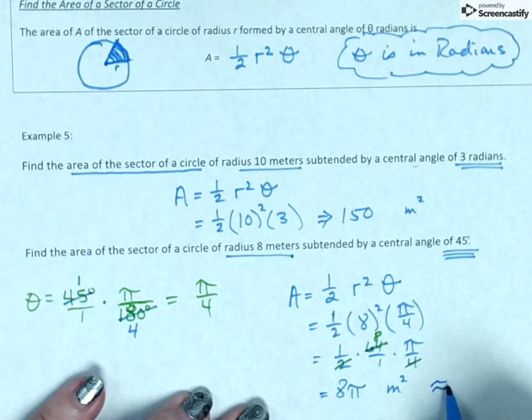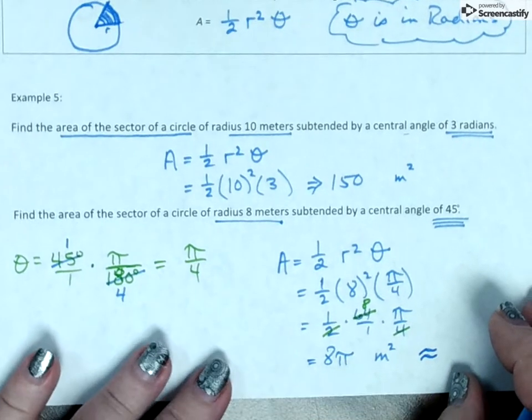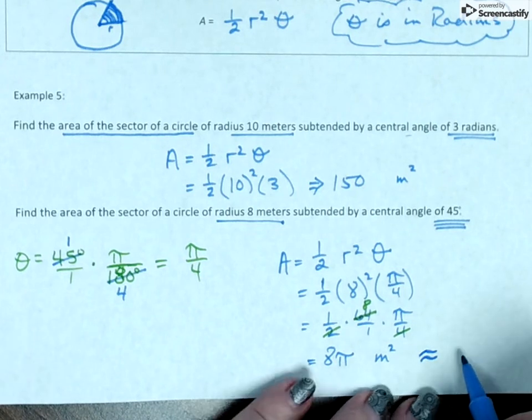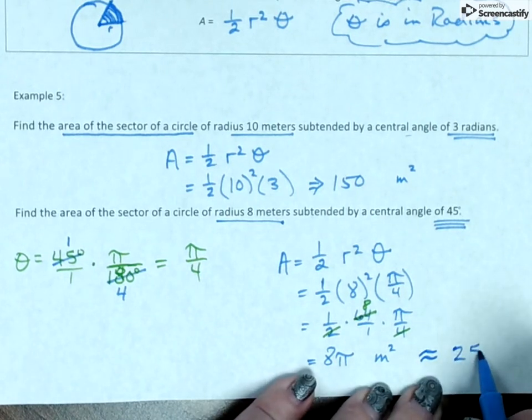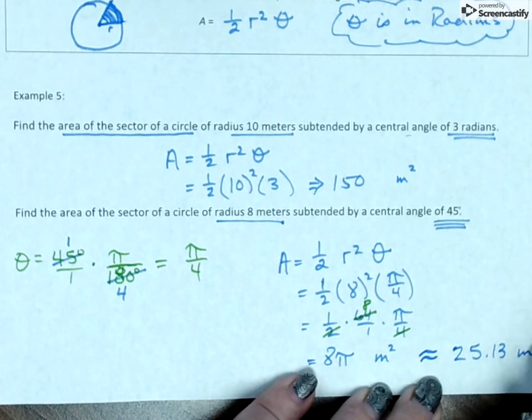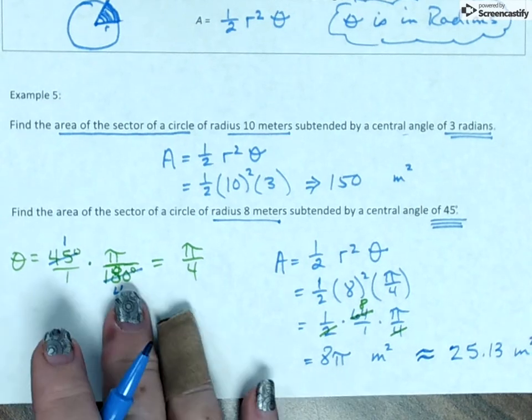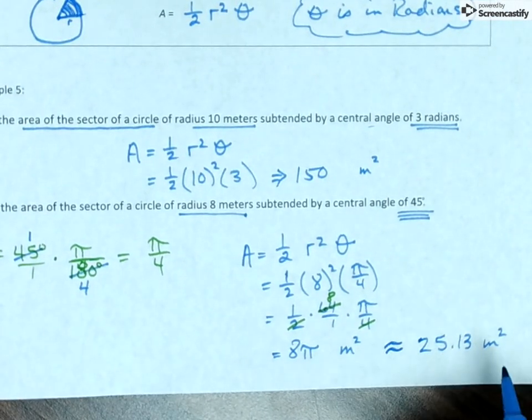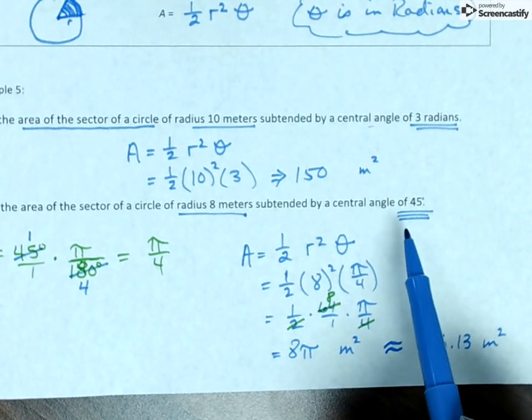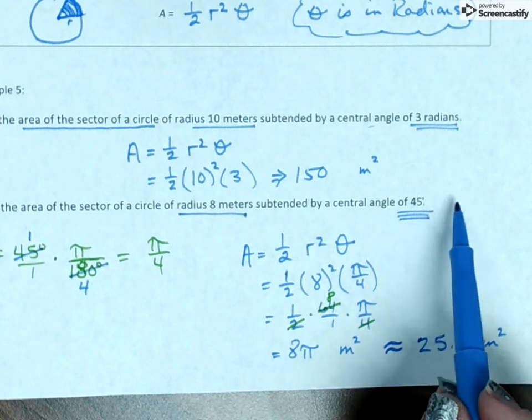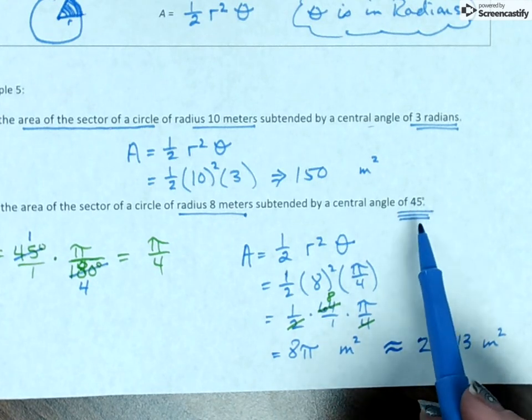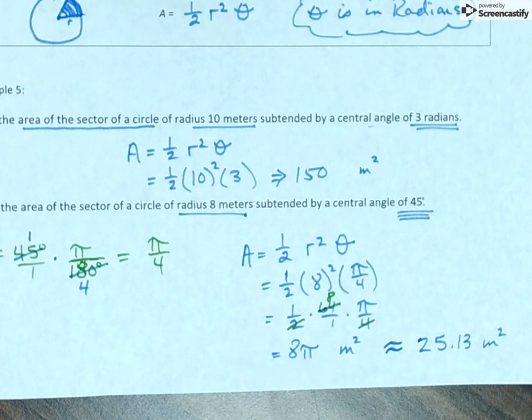So to get it approximated, if they wanted it in decimal form, we plug this into our calculator and we will get 25.13 meters squared. Okay? Don't forget your unit of measure. Don't forget that your central angle must be in radians. Once you do that, plug and chug into the problem and good luck.